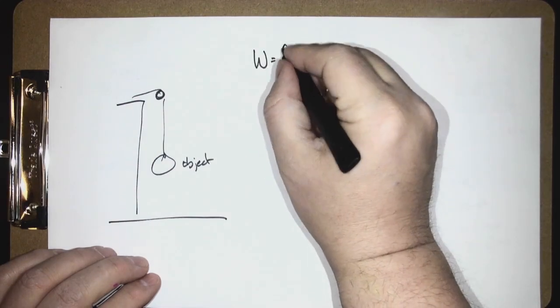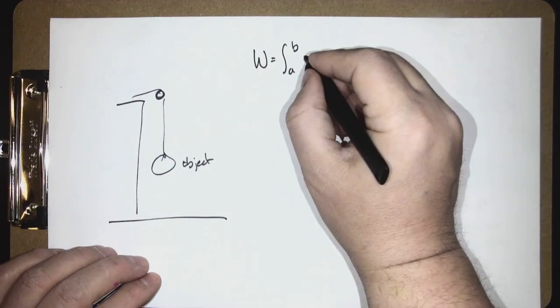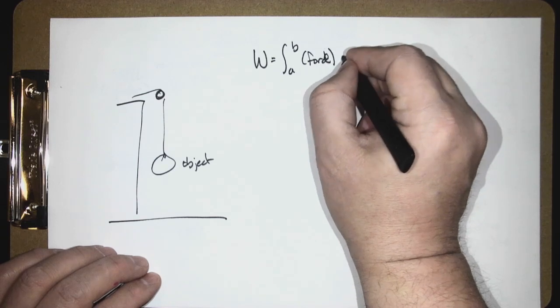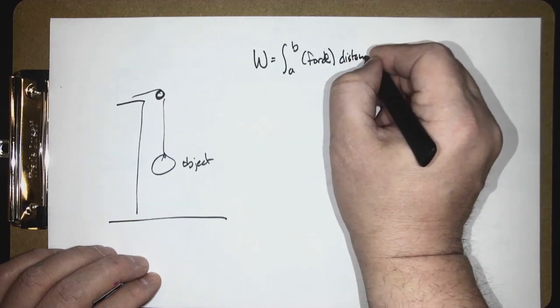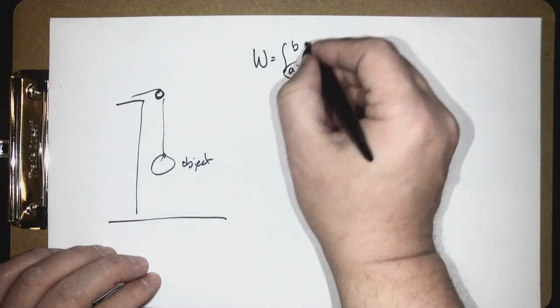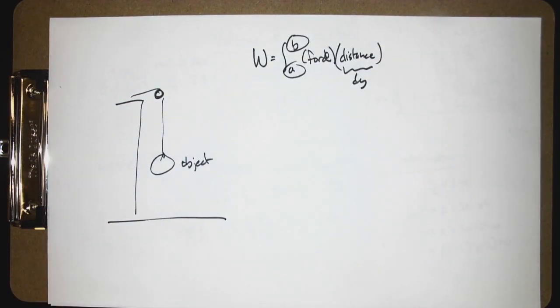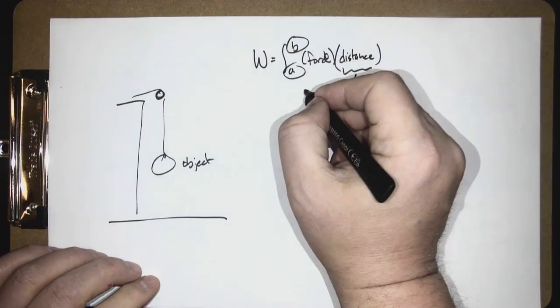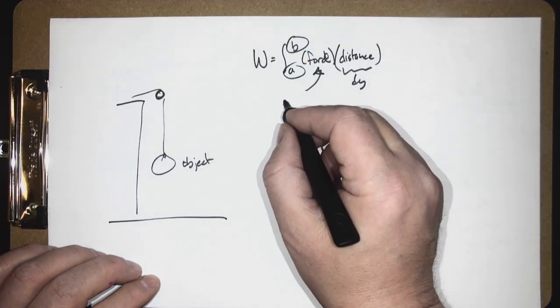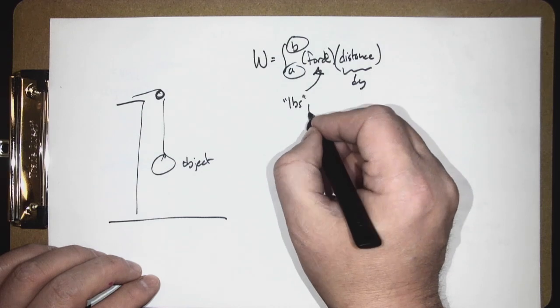So work is you add up A to B, and then it says force, distance. The distance is, like I said, it's always a freebie. The A and B is where you start and stop. So force is the pounds part.